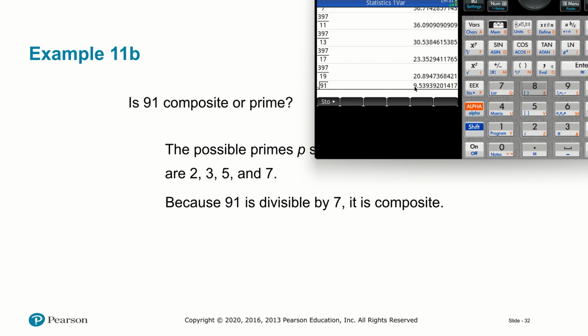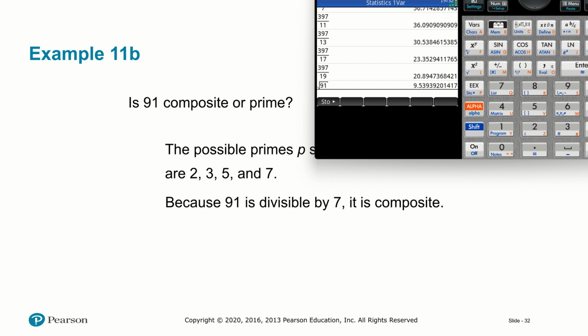So 9 point something, right? Notice that the only prime that can come up to this point, less than or equal to 9, is going to go up to 7. So you want to check primes up to 7, because what comes after 7 is 11, which is too much, right? That's too big. So the only primes of interest are 2, 3, 5, and 7.